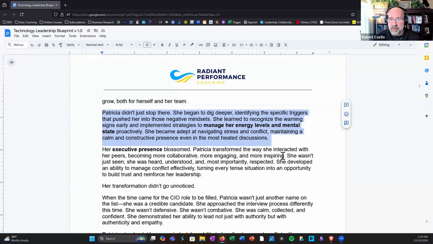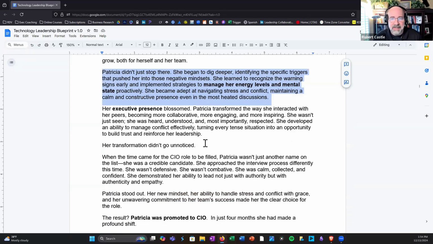She began to dig deeper, identifying the specific triggers that pushed her into those negative mindsets. And she learned to recognize the warning signs early and implemented strategies to manage her energy levels and mental state proactively. She became adept at navigating stress and conflict, maintaining a calm and constructive presence, even in the most heated discussions.